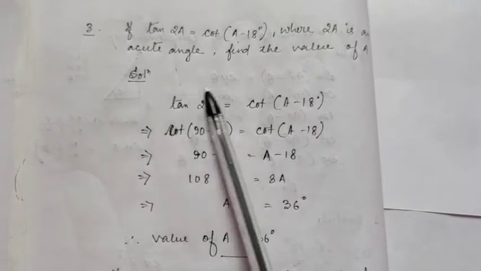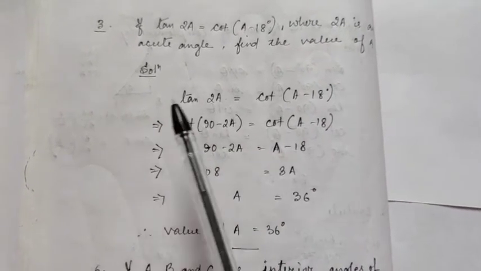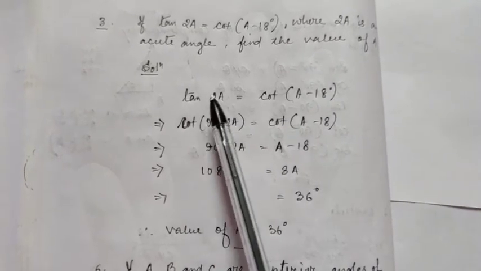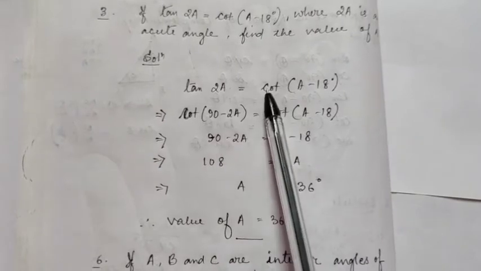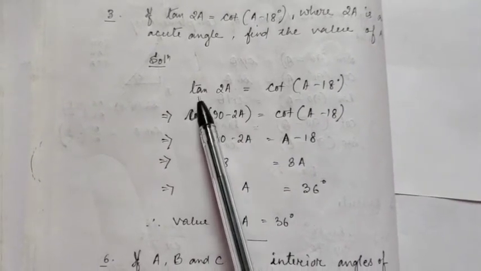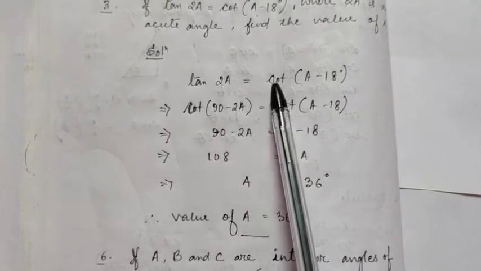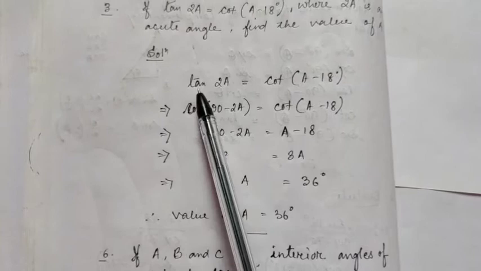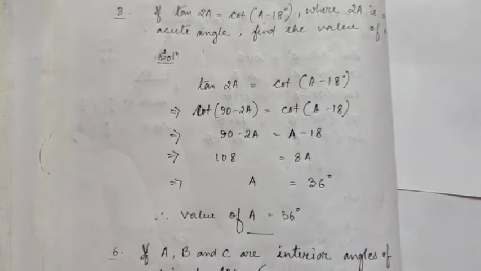Now when you have an equation of this type, okay, what you have to do, from both the sides you have to remove this trigonometric ratio tan and cot. So how to remove this? You have to change to the same ratios. Either you change this tan to cot, or you change this cot to tan, so that both sides you will have the same ratio and you can cancel and you will get the answer.